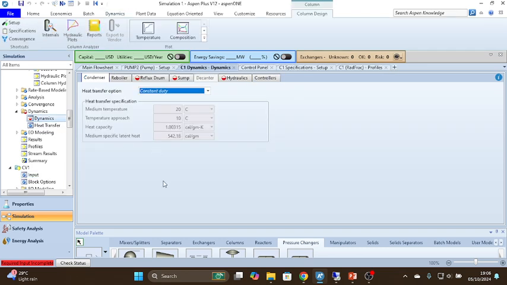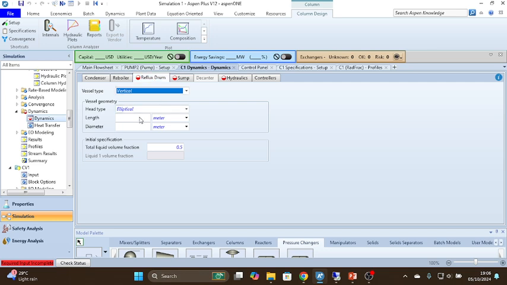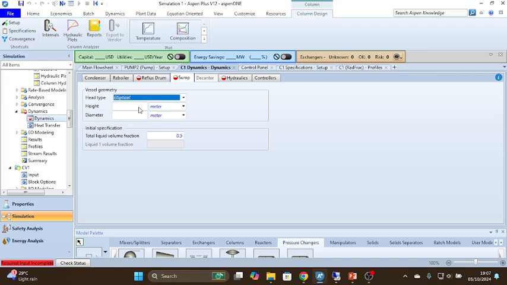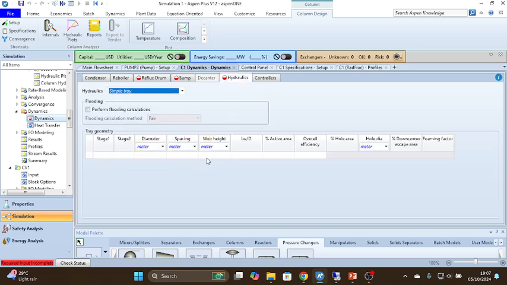Once we go over here, we can see that in the reflux drum we need to enter the length and diameter of the reflux drum. Then the sump, that is the bottom of the distillation column or the 17th stage, we also need to give the height and diameter of the sump, and similarly we have to specify the hydraulics of the entire column. So how are we going to do that?